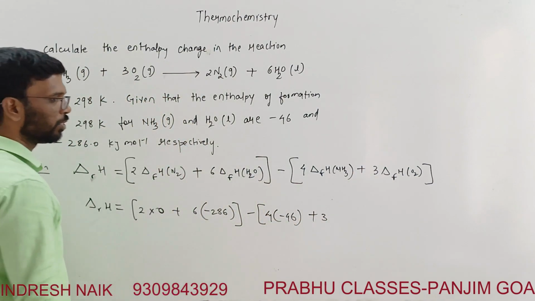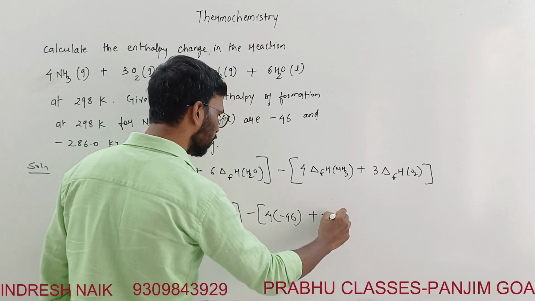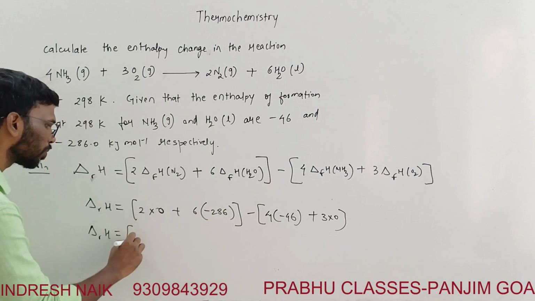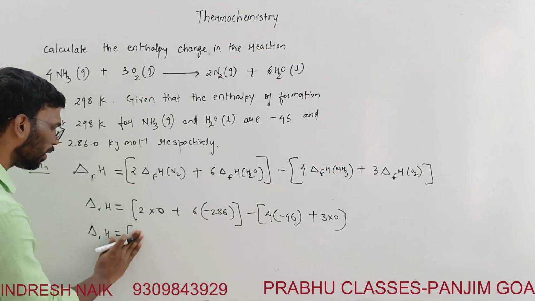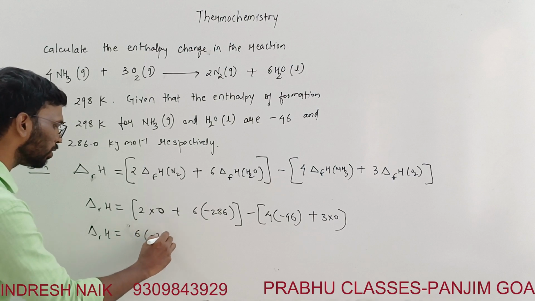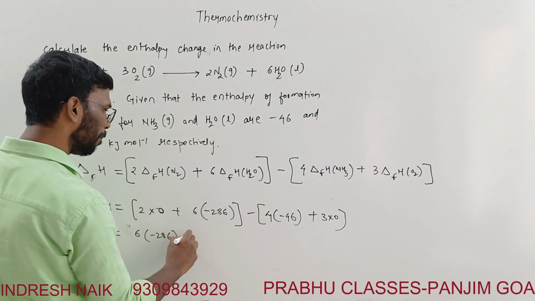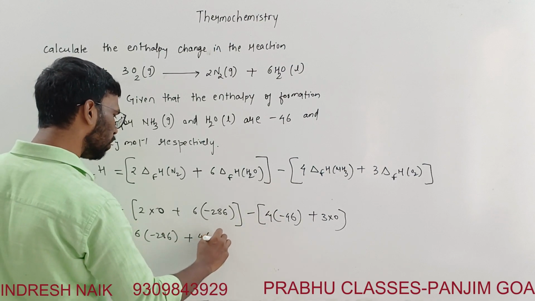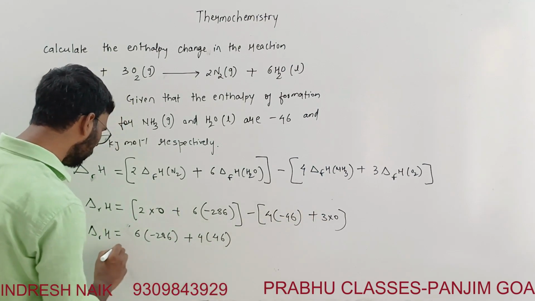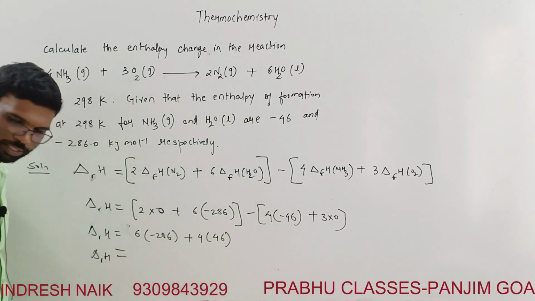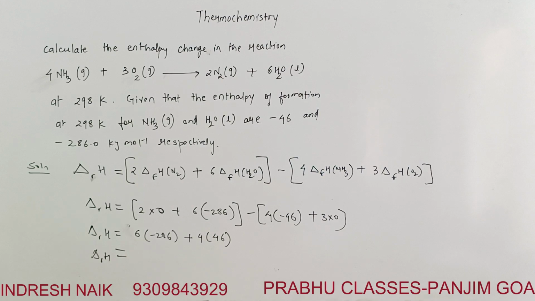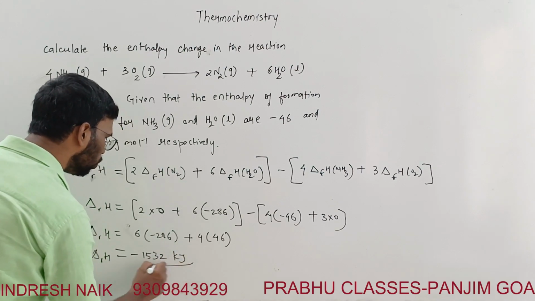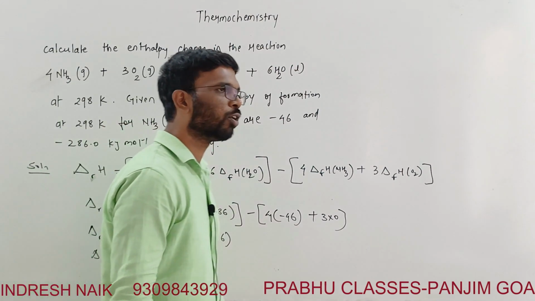Oxygen is in the free state, so this will become 0. So the enthalpy of the reaction: this term will become 0, and you write 6 into minus 286 and plus 4 into 46, because minus and minus become plus, and the last term will become 0. So the final answer, you just check that, is minus 1532 kilojoules for the enthalpy of the reaction.